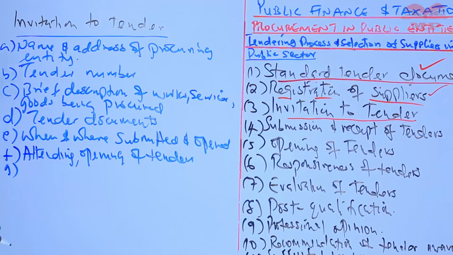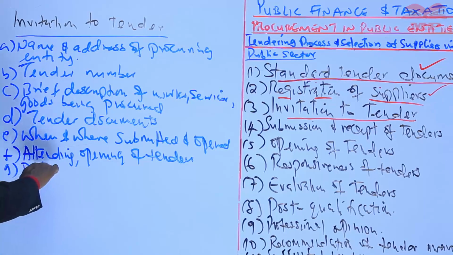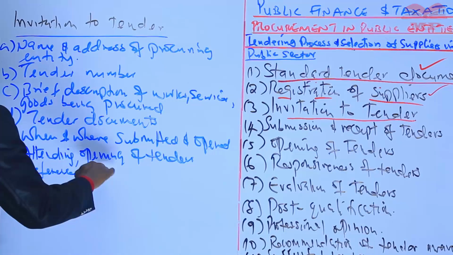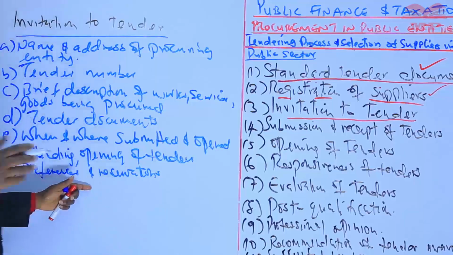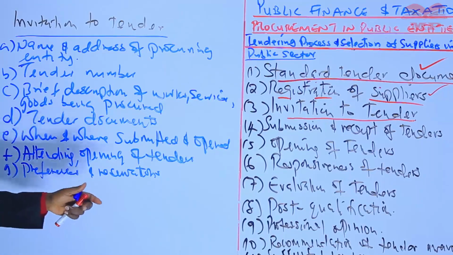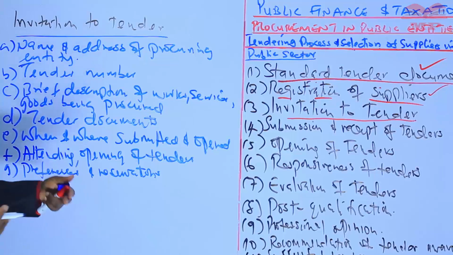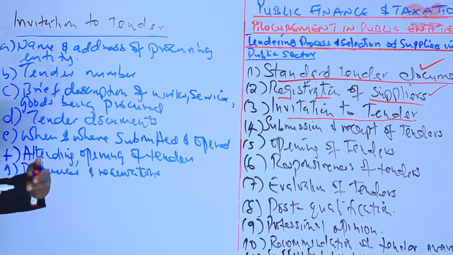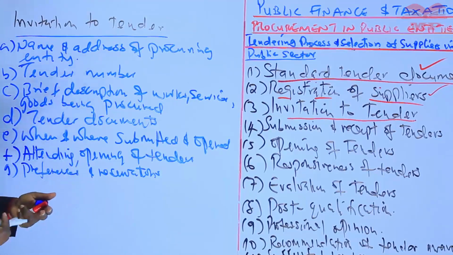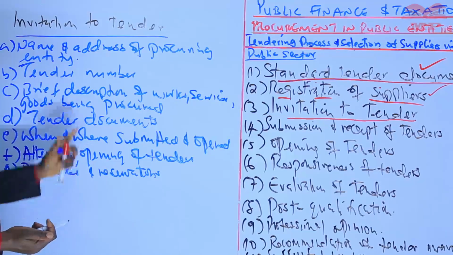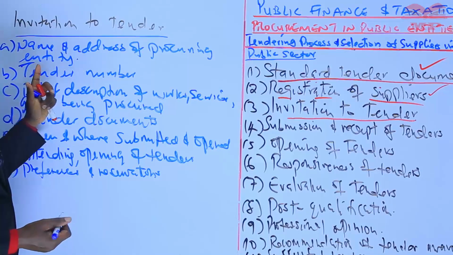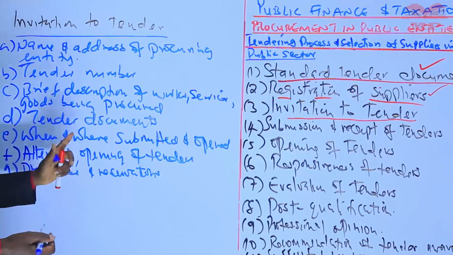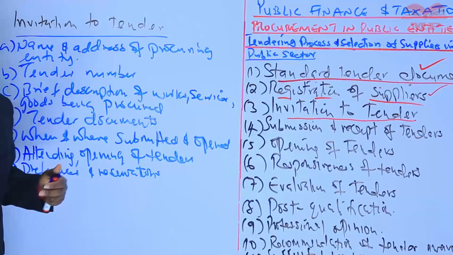EFG, this is now in relation to preferences and reservations. There could be applicable preferences and reservations pursuant to the Act. So the accounting officer of the procuring entity should set out the preferences and reservations.